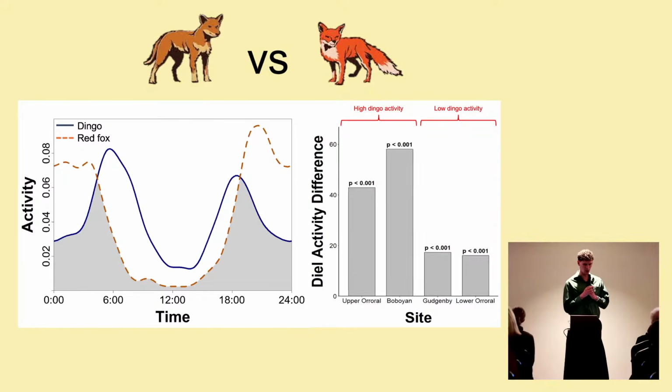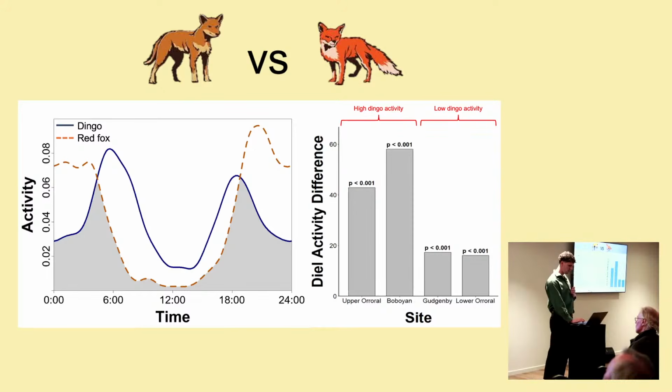Now, this pattern alone doesn't necessarily mean that dingoes are causing red foxes to shift their activity patterns, but it is somewhat supported by the graph on the right side. We can see that at the sites where there is high dingo activity, which are these 2 bars here, the difference between the dingoes and foxes is much greater than at the 2 sites where there's lower dingo activity.